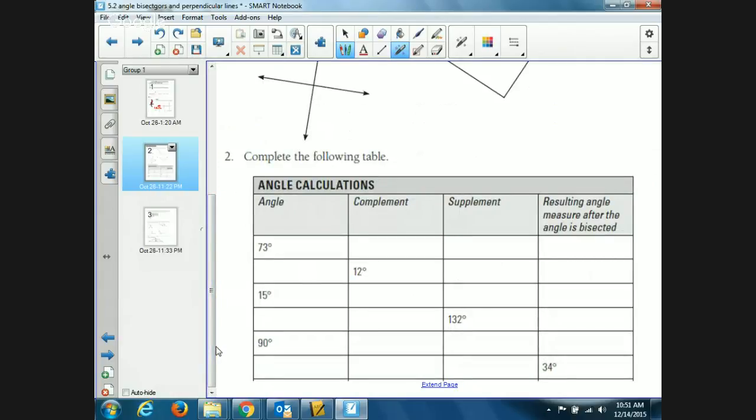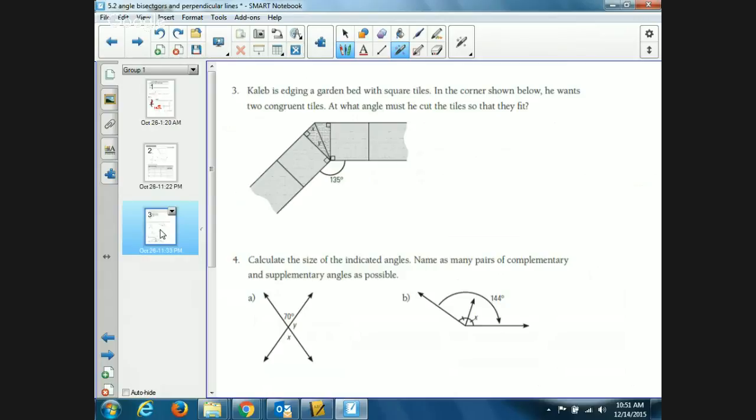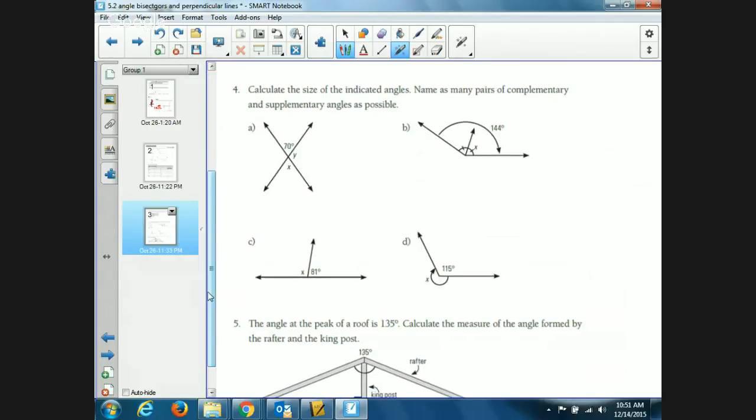Then complete the following table: complement, supplement, resulting angle. Complements add to 90, supplements add to 180. And the resulting angle after bisecting is half the degrees of the original angle. And you can have decimals in these, 36.5 for example. Lastly, figure out some angles based on this 135 given here, and there's 90 degrees given there. So figure out angles X and Y. There's a bit of figuring there, you can do it.